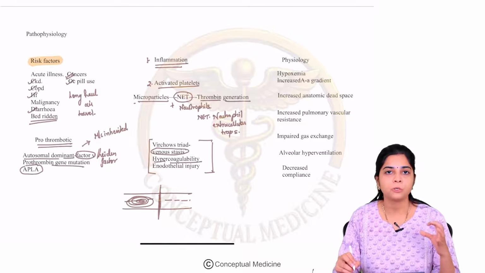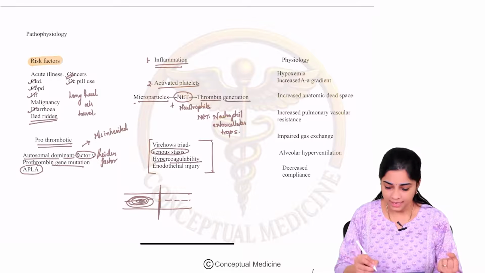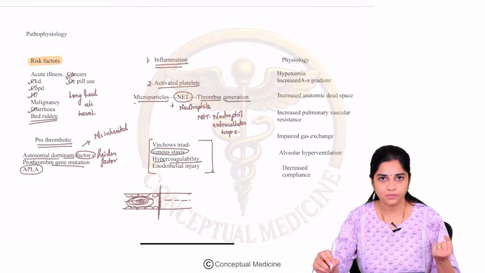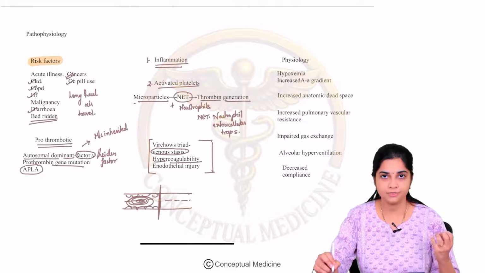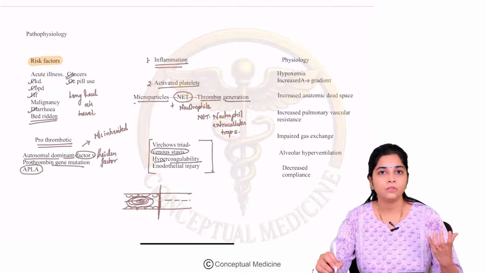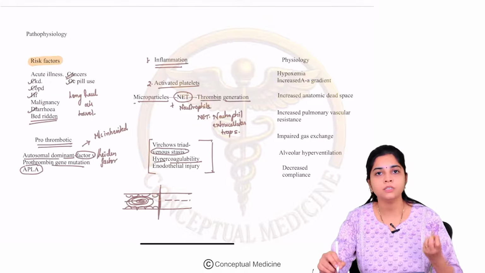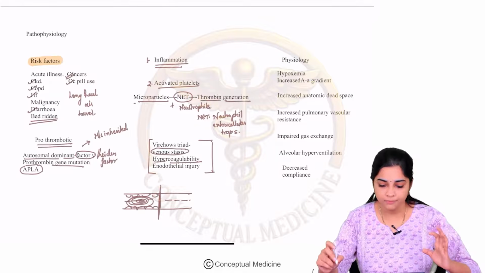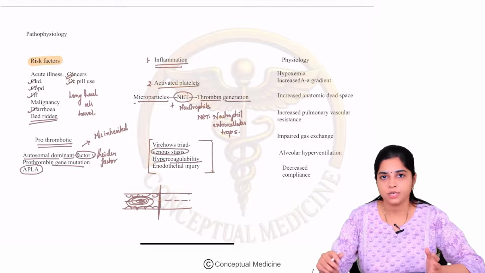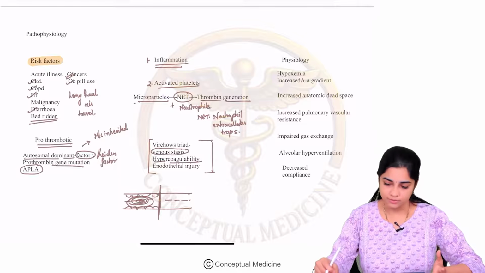There are more procoagulant factors within the blood, and this also promotes some amount of endothelial injury. We have heard this in pathology. This Virchow's triad, comprising venous stasis, hypercoagulability and endothelial injury, on the whole results in the formation of a thrombus. Okay, clear? So this is about the pathophysiological processes happening in venous thromboembolism.